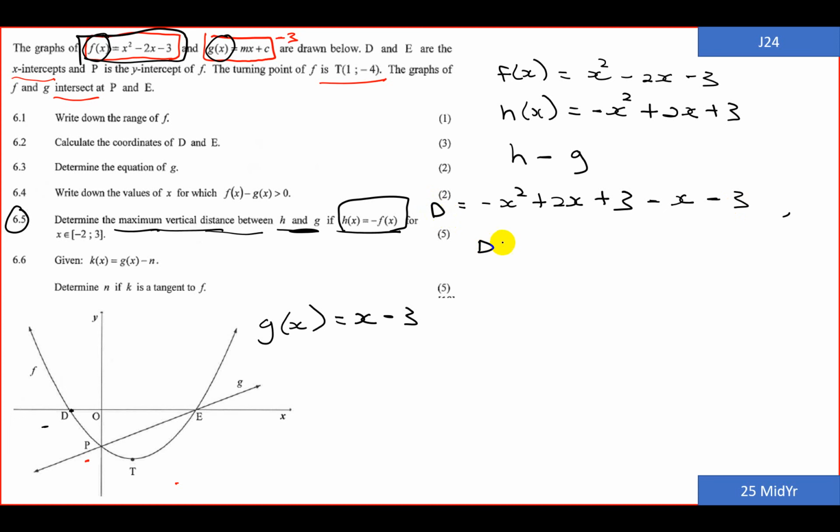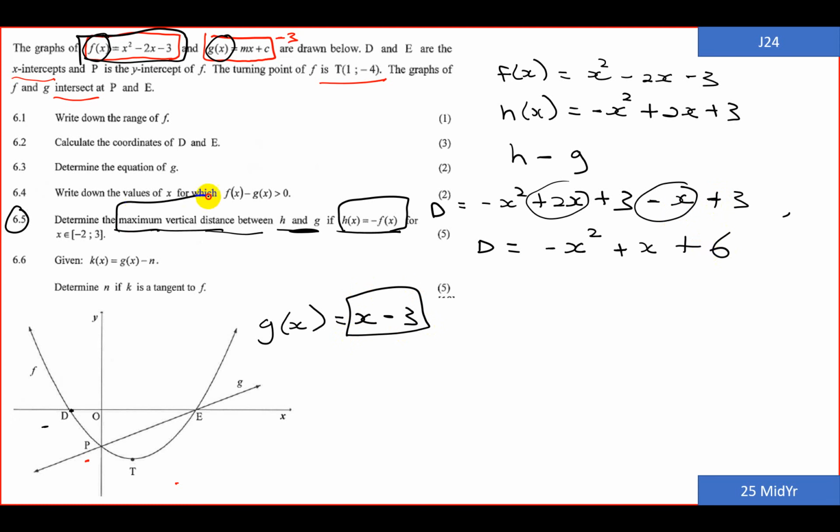And then we have D will be equal to, working with your like terms, you're going to have a minus x squared, 2x, and a minus x will give me a plus x. And 3 minus 3 will actually cancel off to 0. In other words, 3 minus 3 is 0. Actually, I did make a mistake there in changing the signs. Minus x, that should become a plus 3. And that'll give you a plus 6.